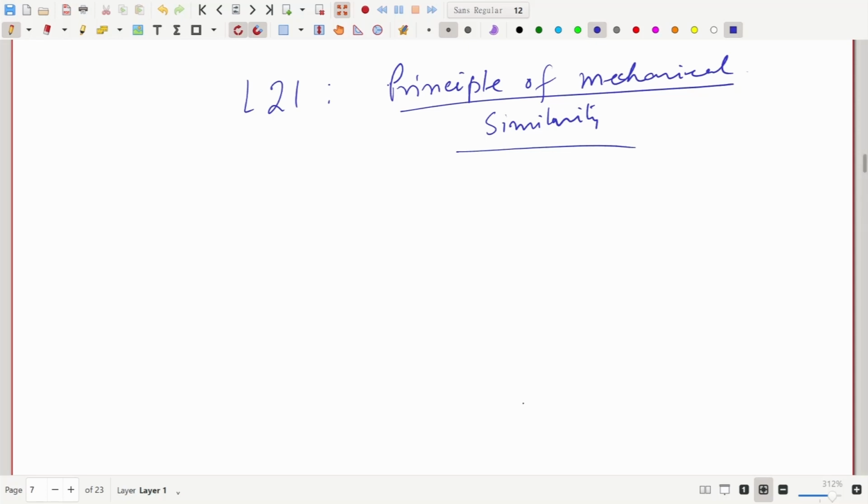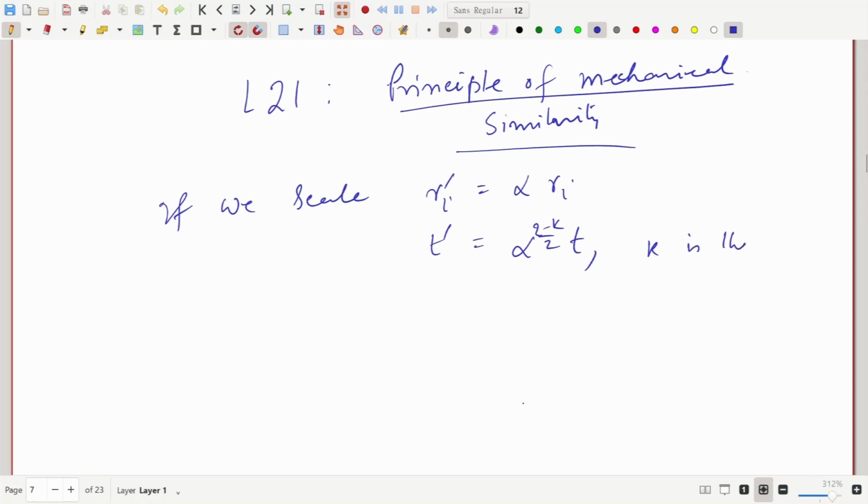In the last lecture we have seen that if we scale all coordinates by alpha times Ri, and the time scales as alpha to the power (2 minus k) by 2 times t, where k is the degree of homogeneity of the potential energy term.